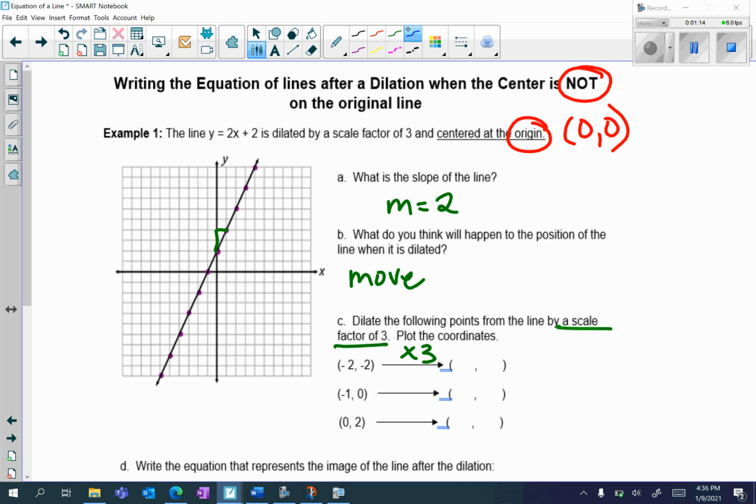So negative 2 times 3 is negative 6, negative 6 comma negative 6. Negative 1 times 3 is negative 3 comma 0. And 0 comma 2 multiplied by a scale factor of 3 is 0 comma 6. And we want to plot these points. So here is the line.